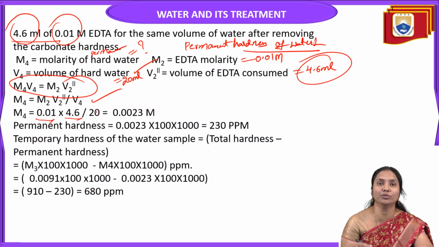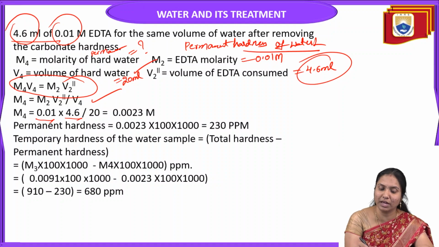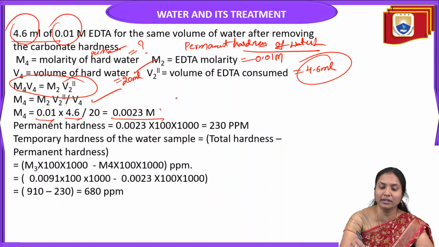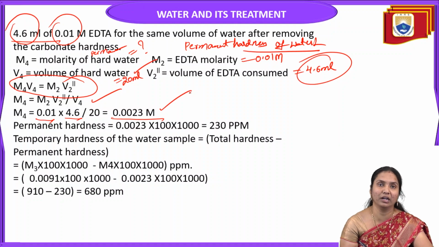M1 equals M2V2 by V1, so it equals 0.01 into 4.6 by 20. After calculation, you get the M1 value as 0.0023 molarity. Capital M we should write here. So the molarity of permanent hard water is equal to 0.0023 molarity. Now we have calculated the molarity of permanent hard water.